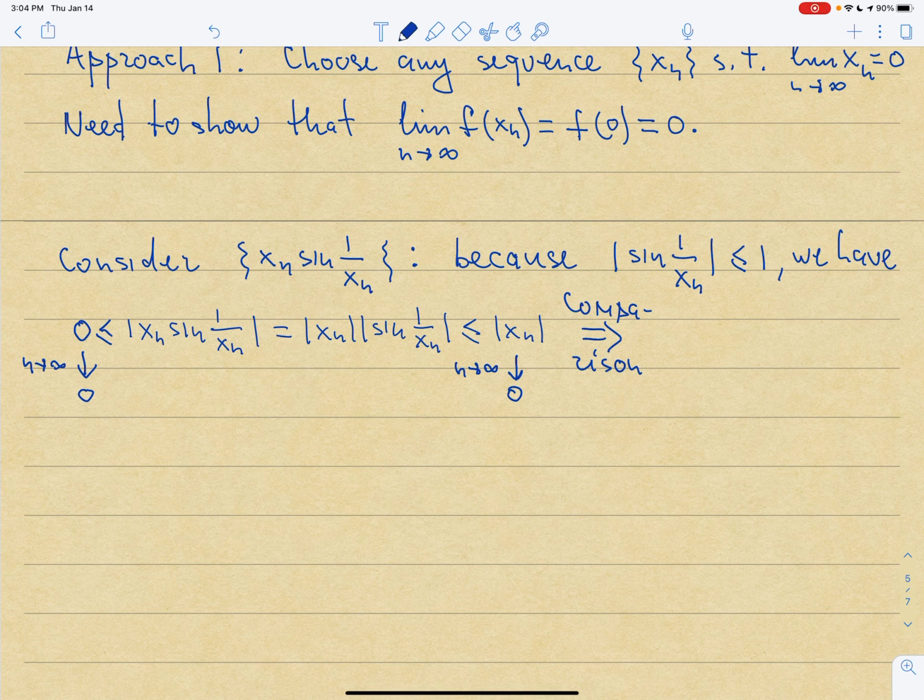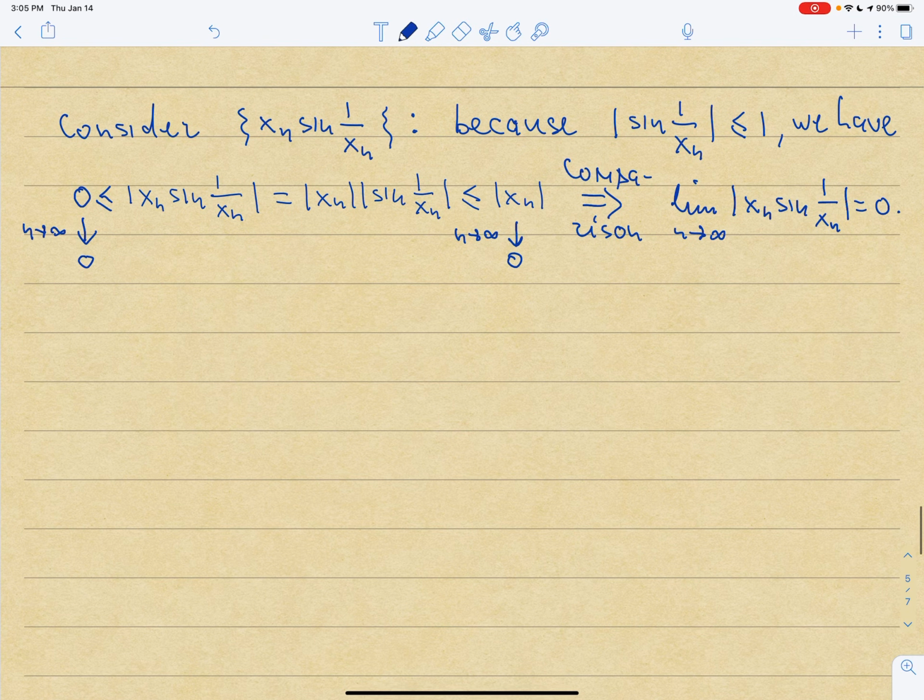So the limit as n goes to infinity of the absolute value of xn sine 1 over xn is 0. But then again, by the result that I asked you to recall, saying that the limit of the absolute value of something is 0 means that the limit of that sequence, the absolute value of which you took, is also going to be 0.